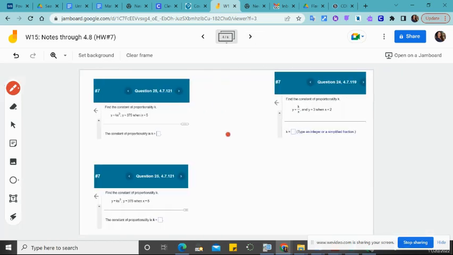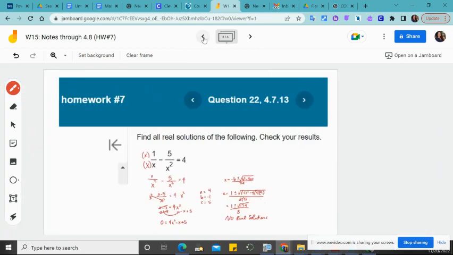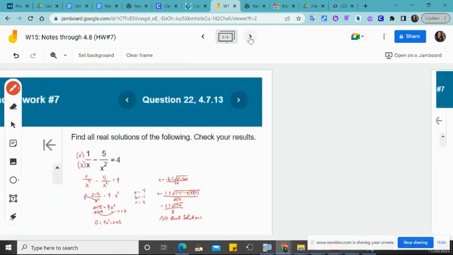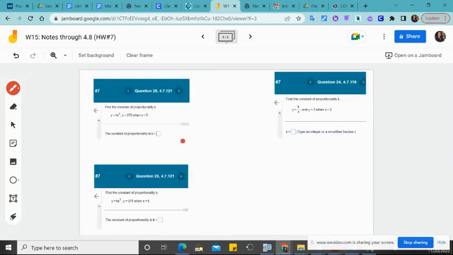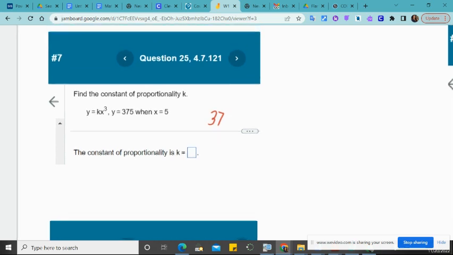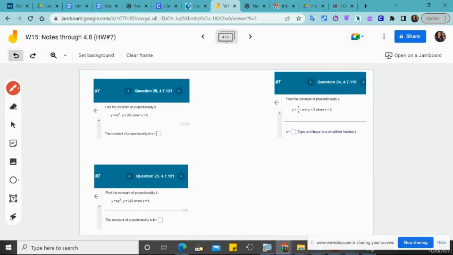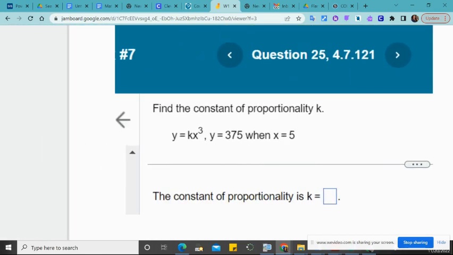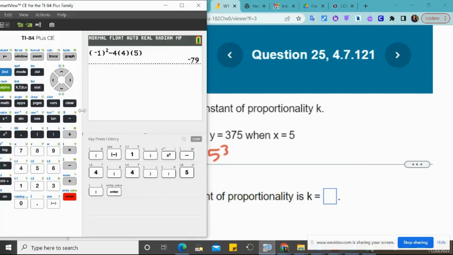Okay, so there's solving rational equations. That's 3 examples of solving rational equations. Next, 3 examples on inverse proportions and proportionality. So they're telling me k x cubed equals 375 when x is 5. Actually, let me do it here. Let me erase. 375 equals k times 5 cubed. If you're not sure what 5 cubed is, I believe it's 125.